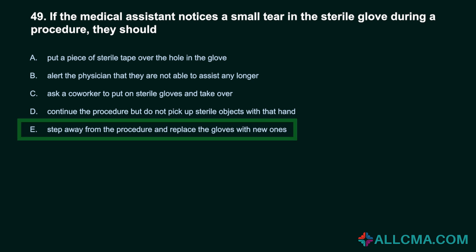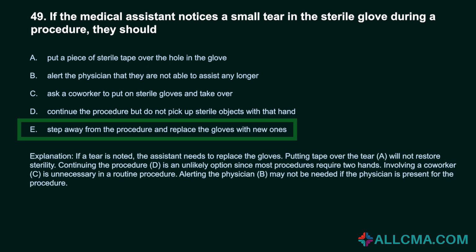Correct answer: E. Step away from the procedure and replace the gloves with new ones. If a tear is noted, the assistant needs to replace the gloves. Putting tape over the tear, A, will not restore sterility. Continuing the procedure, D, is an unlikely option since most procedures require two hands. Involving a coworker, C, is unnecessary in a routine procedure. Alerting the physician, B, may not be needed if the physician is present for the procedure.